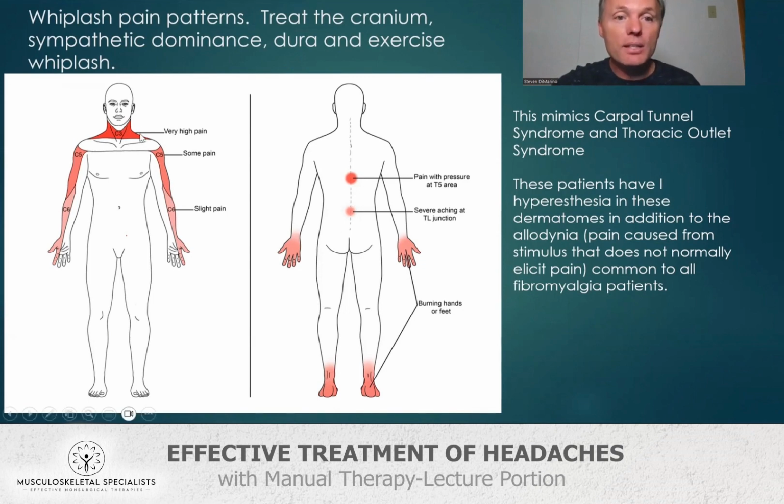Okay, but at C3, pain is reported to be very high. It doesn't matter how long later. Think whiplash and think cranium and think dura. Okay, at C5 here in the shoulder, there's some pain, and in here there's slight pain. Lots of pressure and pain at T5 right here, which is really up here. Sorry about that. That needs to be moved up. And then severe aching at the TL junction, thoracolumbar junction. Burning of hands and feet.